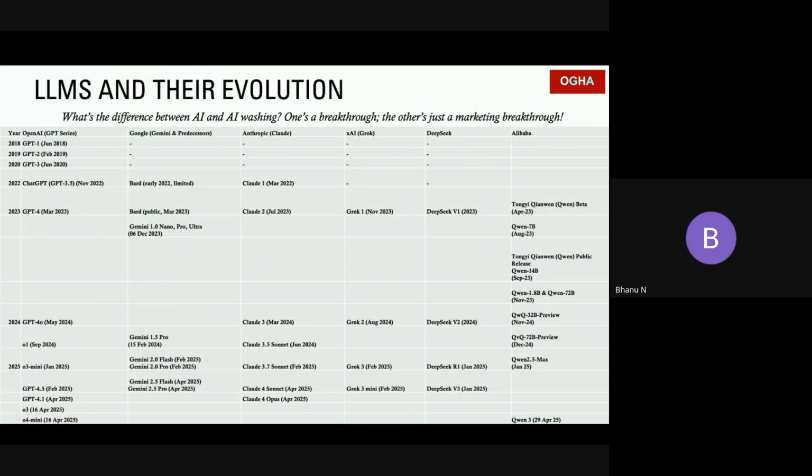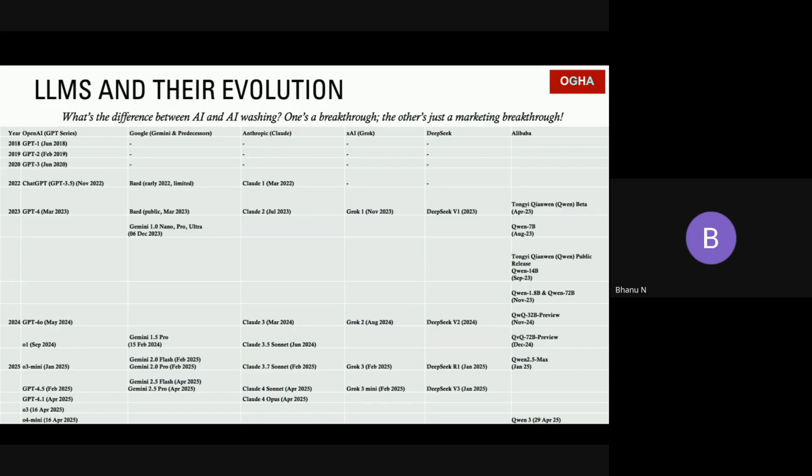Okay, so here we'll look at the LLMs and their evolution. Now, I'm not going to walk through every line here, but I would like to point out a few patterns. Before the 2018, 2019, and 2020 breakthrough of GPT, there was a lot of AI washing in the industry. What's the difference between AI and AI washing? As the joke goes, one is a breakthrough, the other is a marketing breakthrough. We attach AI to every advertisement word that you put out there, though it may not really be AI in that sense.